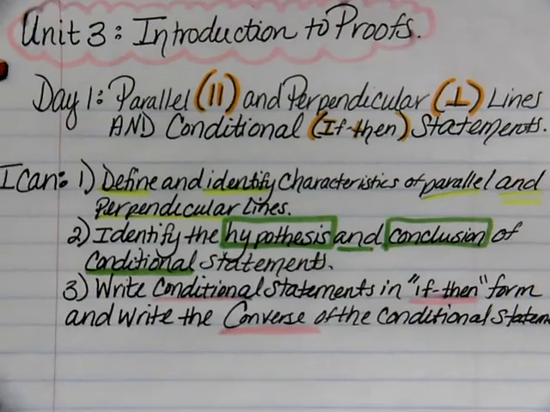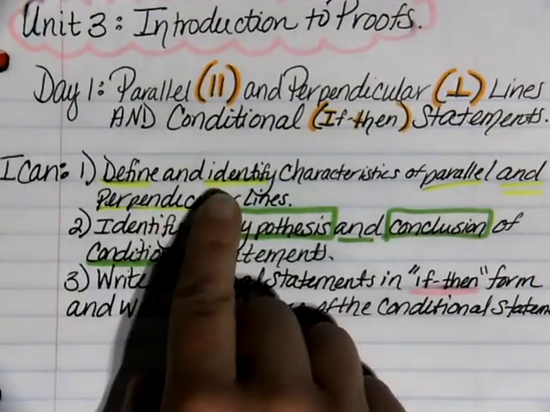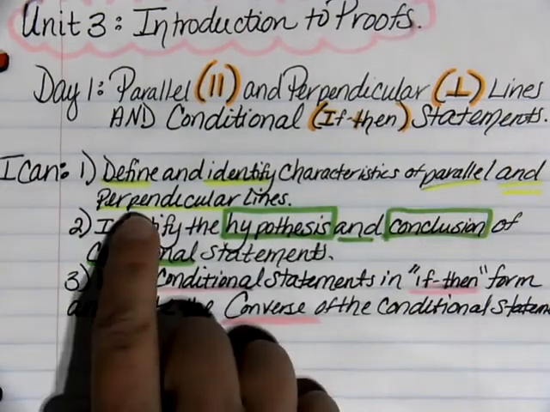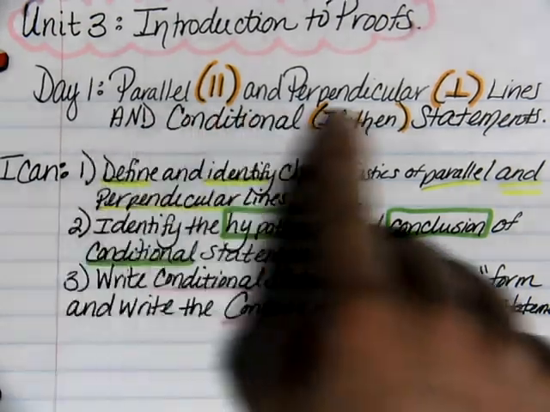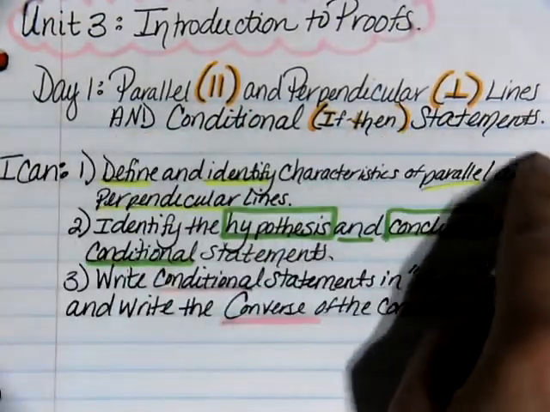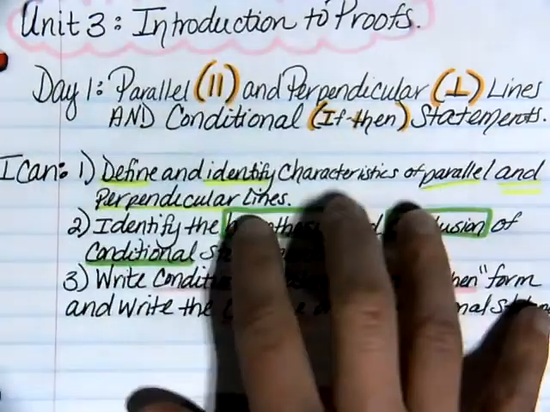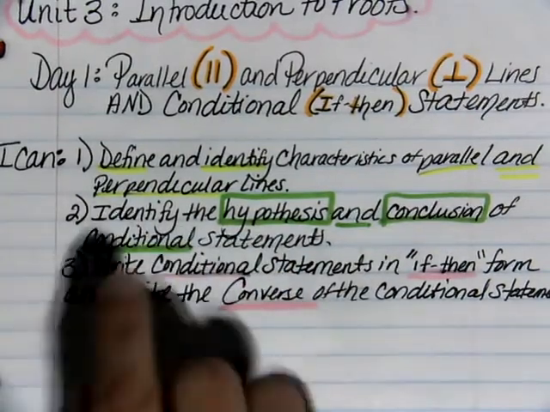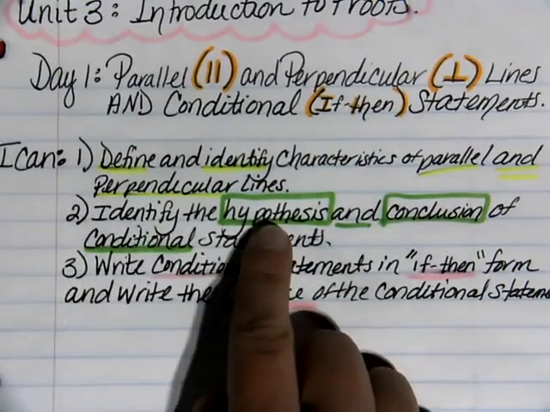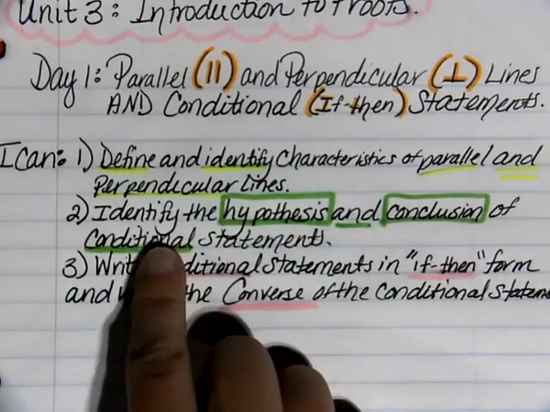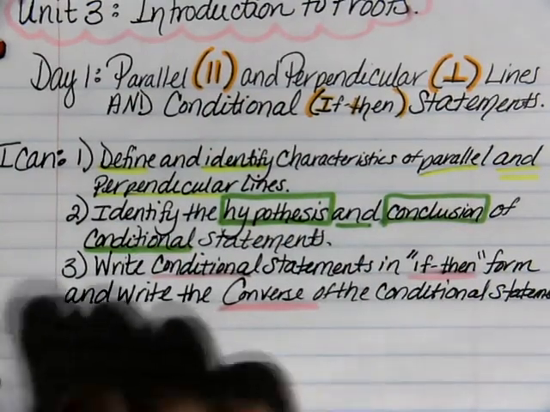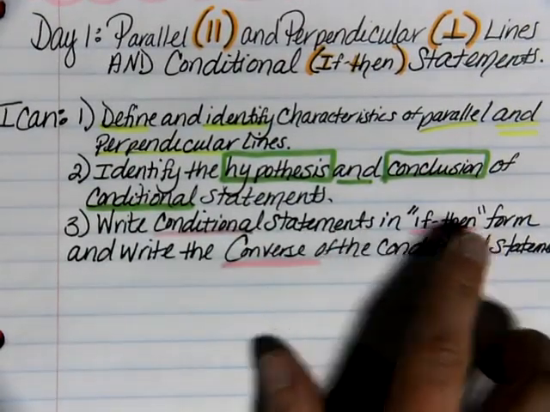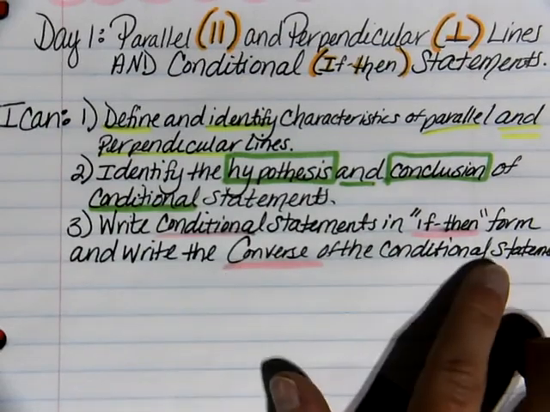Our learning targets for today are for you to be able to say, I can define and identify characteristics of parallel and perpendicular lines. You learned about parallel and perpendicular lines when you were in Algebra 1, and now we're going to connect it to geometry. Then I want you to be able to say, I can identify the hypothesis and the conclusion of conditional statements. And finally, I can write conditional statements in if-then form and write the converse of the conditional statement.